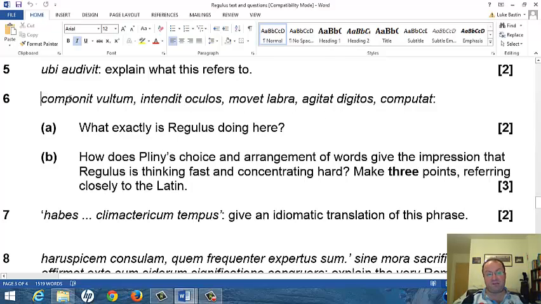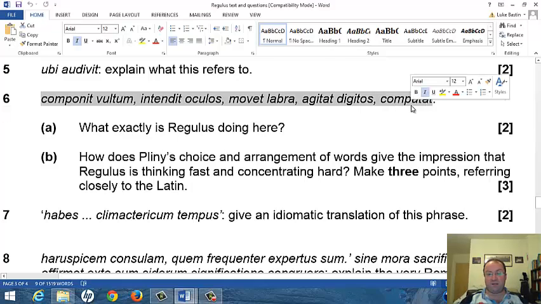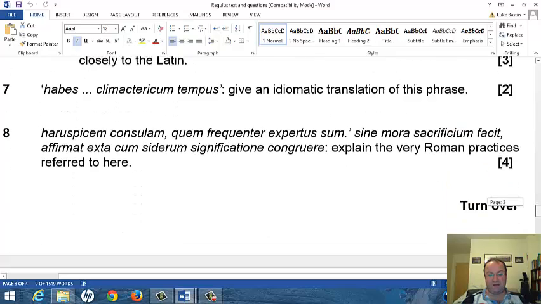Asyndeton. None of these clauses are separated by a conjunction, typically "and". So it just shows how quickly and how machine-like his behaviour is as he does these weird and wonderful calculations. If we were looking just before, when he says climactericum tempus, don't forget he's using foreign language. Climactericum is not a Latin word. It is a Greek word that he is using to try and confuse Verania with jargon. Okay, so 3 points there, referring to the Latin, done.